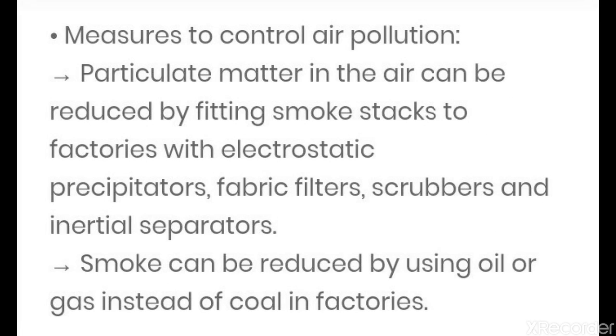So let us discuss some of the measures to control different types of pollution. Measures to control the air pollution. The particulate matter in the air can be reduced by fitting smokestacks to factories with electrostatic precipitators, fabric filters, the scrubbers and aerial specters.